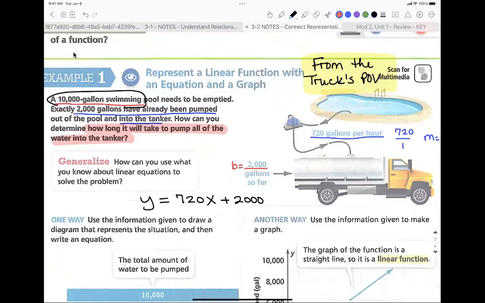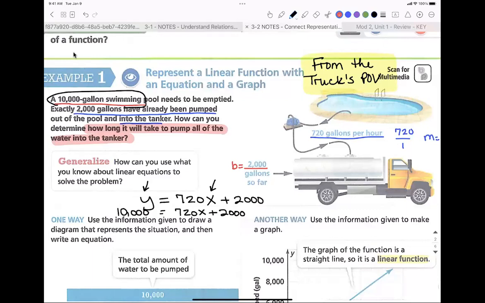So remember that the X stands for each hour that we're pumping. So the Y would stand for the total water. So we could actually write an equation. Total amount of water would be the 720 per X plus the 2,000 already pumped. We're not going to do it, but we could move the 2,000, divide by 720, and we could actually solve for X. And if you did this, you'd get, I think, 11.1. So it would take a little over 11 hours to pump all of the water into the tanker.